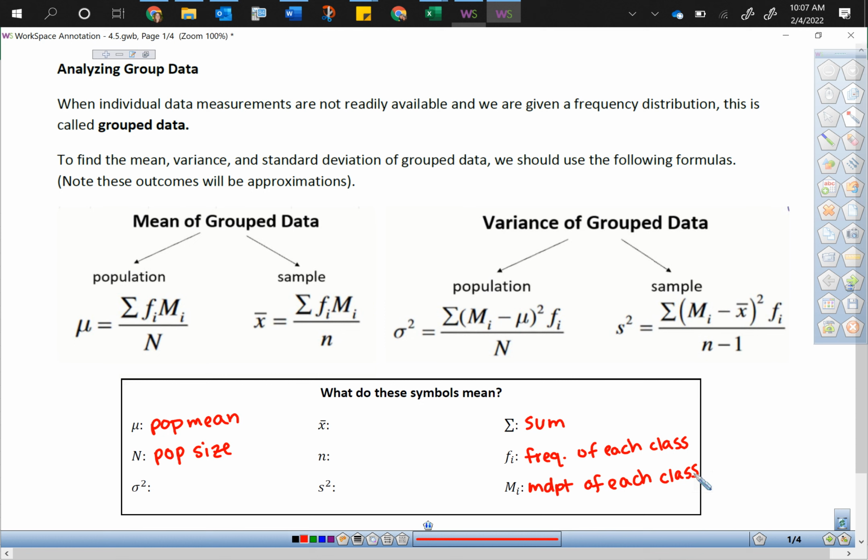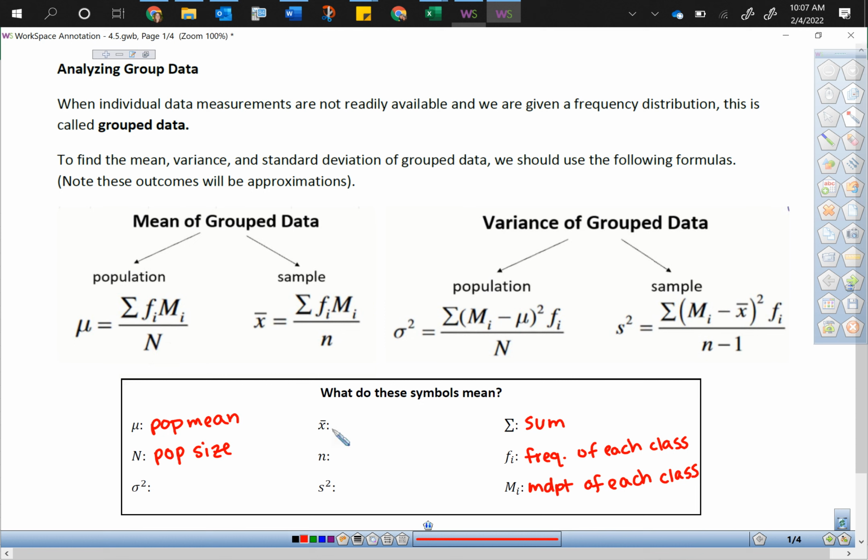So after that little refresher, let's take a look at this formula as a whole. The population mean equals the sum of my frequency times my midpoint. So for each class, I'm going to take my frequency times my midpoint. I'm going to take the sum of all of those and divide that by how many total values are in that population. Cool? Now let's go to the sample.